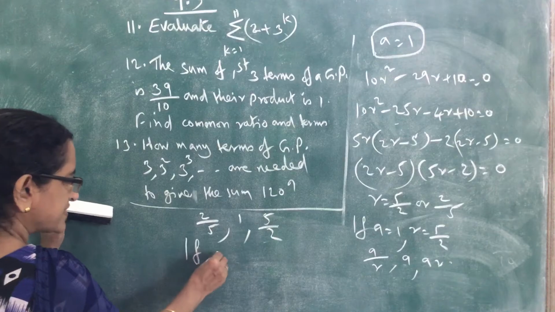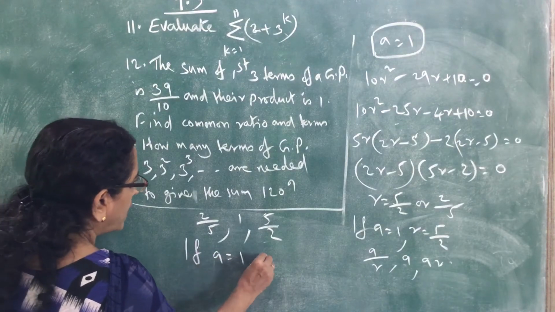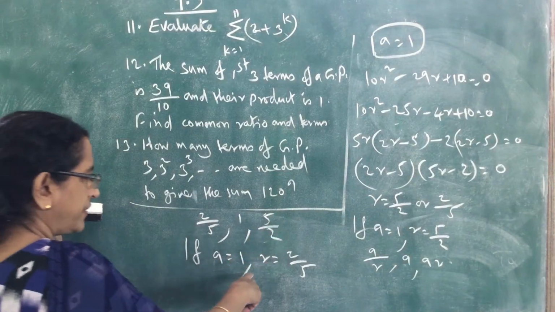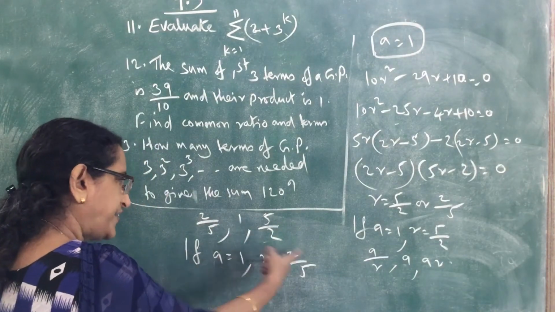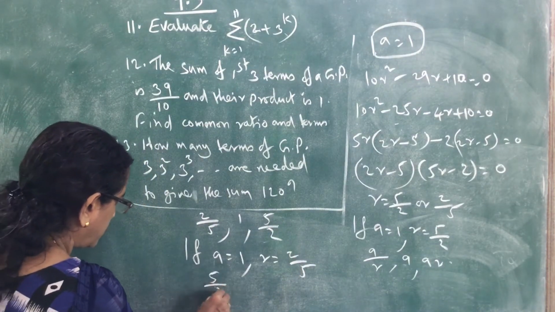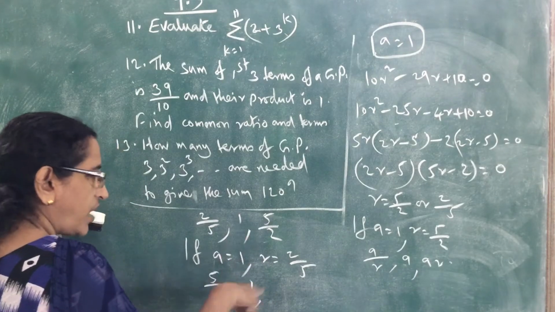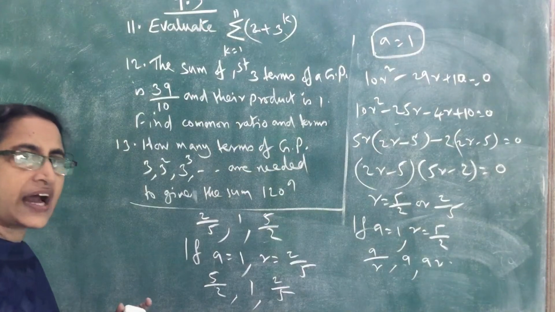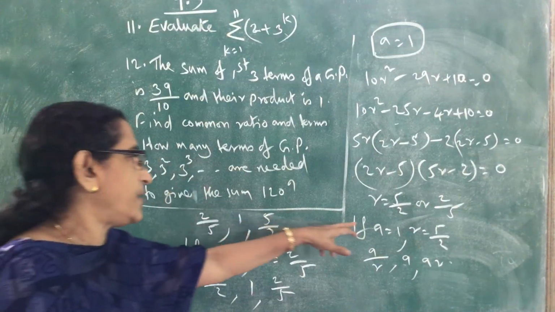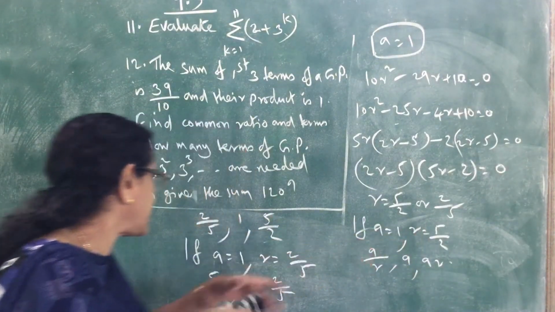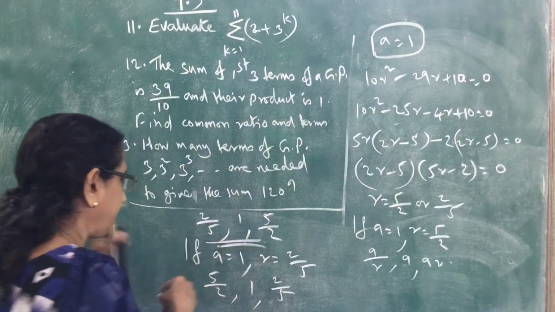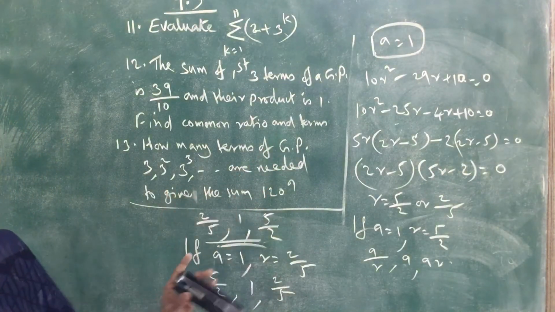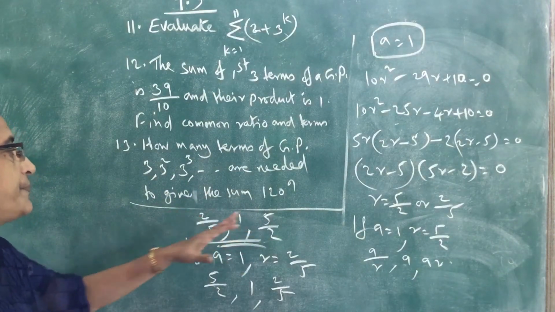Now consider the other case, a equal to 1, r equal to 2 by 5. The first term a divided by r, 1 by 2 by 5, that is 5 by 2. Then 1, then 1 into r, that is 2 by 5. So these are the two sets of values. When a equal to 1, r equal to 5 by 2, these are the terms, and when a equal to 1, r equal to 2 by 5, these are the terms. So we got both sets of terms of the GP.